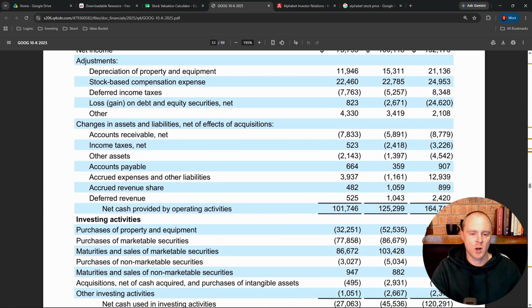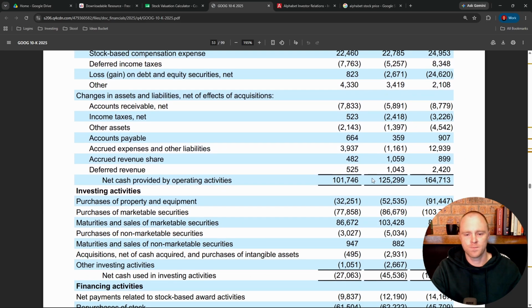And the net cash provided by operating activities goes 101, 125, and 164. And through here, all the terms that we've got are fairly consistent. There's not too many things that jump up and down. So this net cash at the end of the day is increasing steadily. Now, that's a good sign. But let's have a look at what's happening.